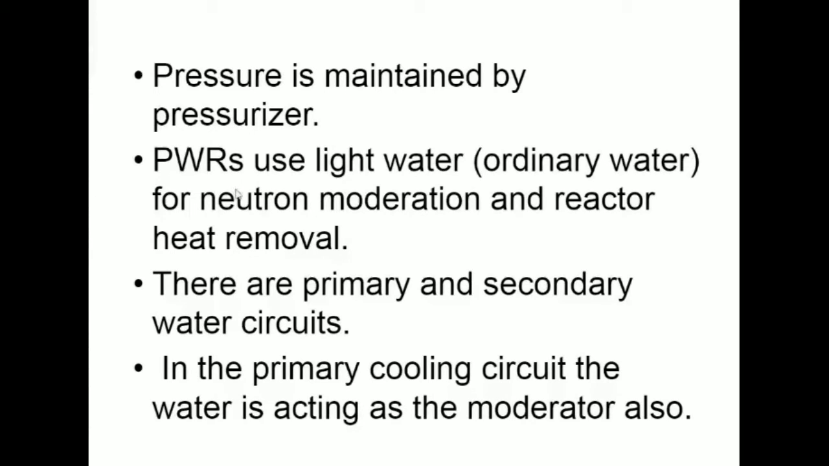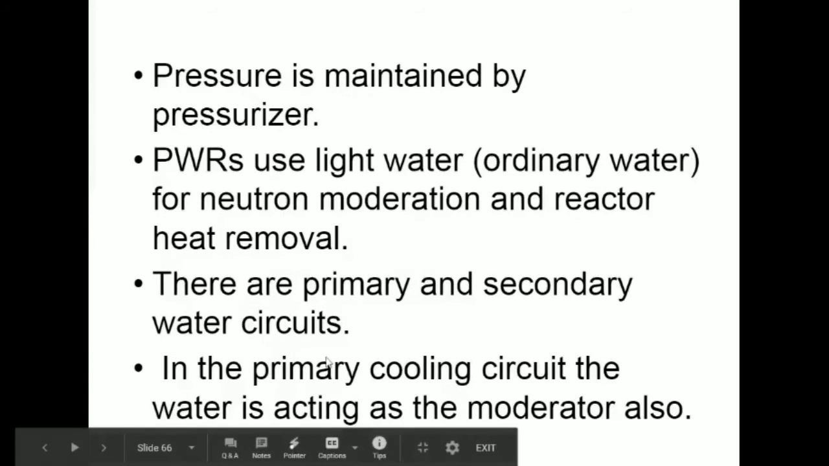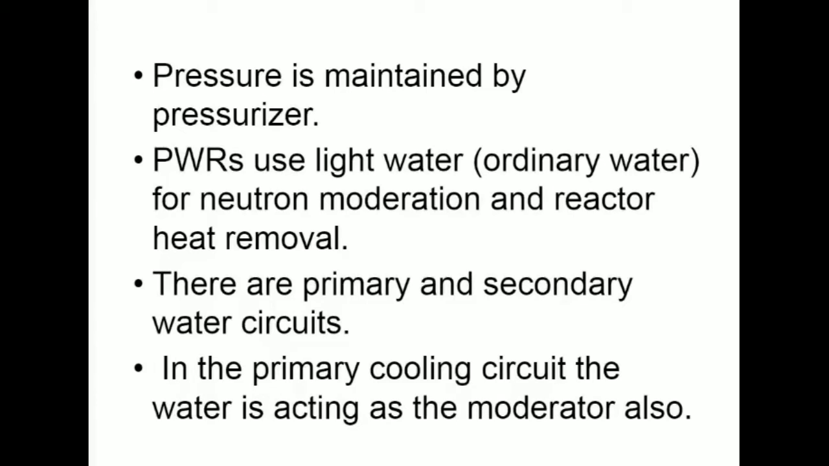PWRs use light water, that is ordinary water, for neutron moderation. That is, water is working as a moderator, and also for reactor heat removal. So ordinary water is used as a moderator, that is, to reduce the speed of neutrons, and it is also acting as a coolant. The coolant will be removing heat from the reactor. There are primary and secondary water circuits. In the primary cooling circuit, the water is acting as a moderator also. So in the reactor vessel, ordinary water is being used, which is considered the primary water circuit.